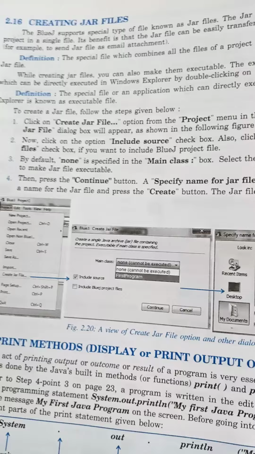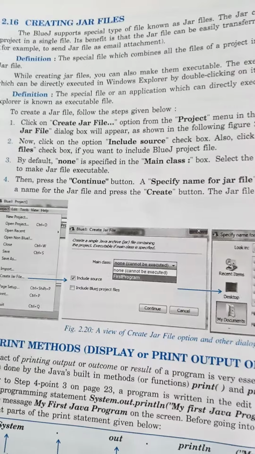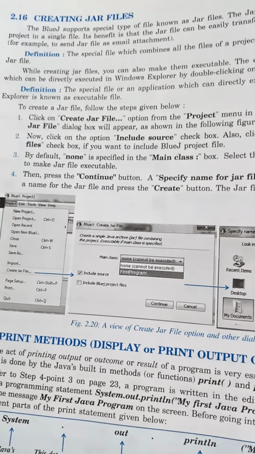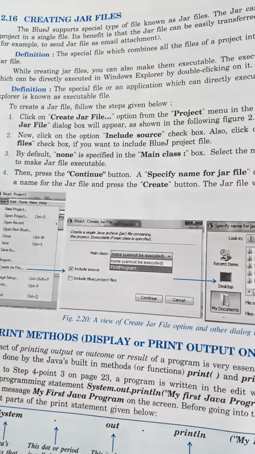Today in this video we will do the leftover portion of the chapter Elementary Concept of Objects in Classes. Firstly, we will discuss how to create jar files. Now, what is a jar file? A jar file is a special type of file which combines all the files of a project into a single file.